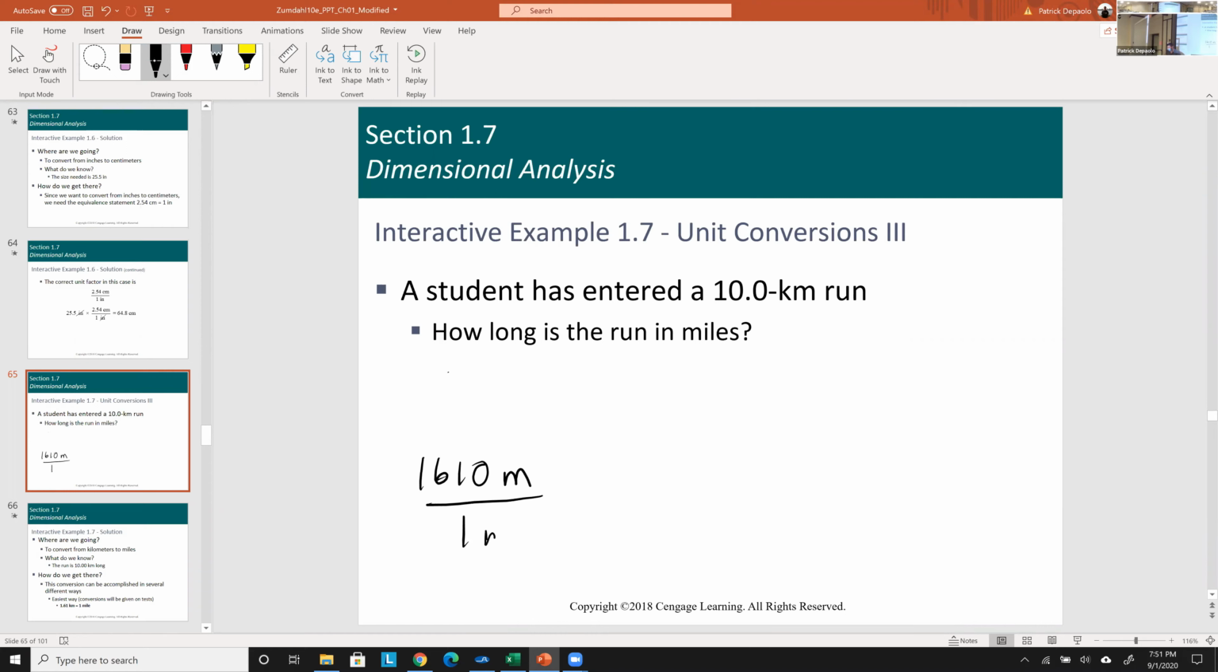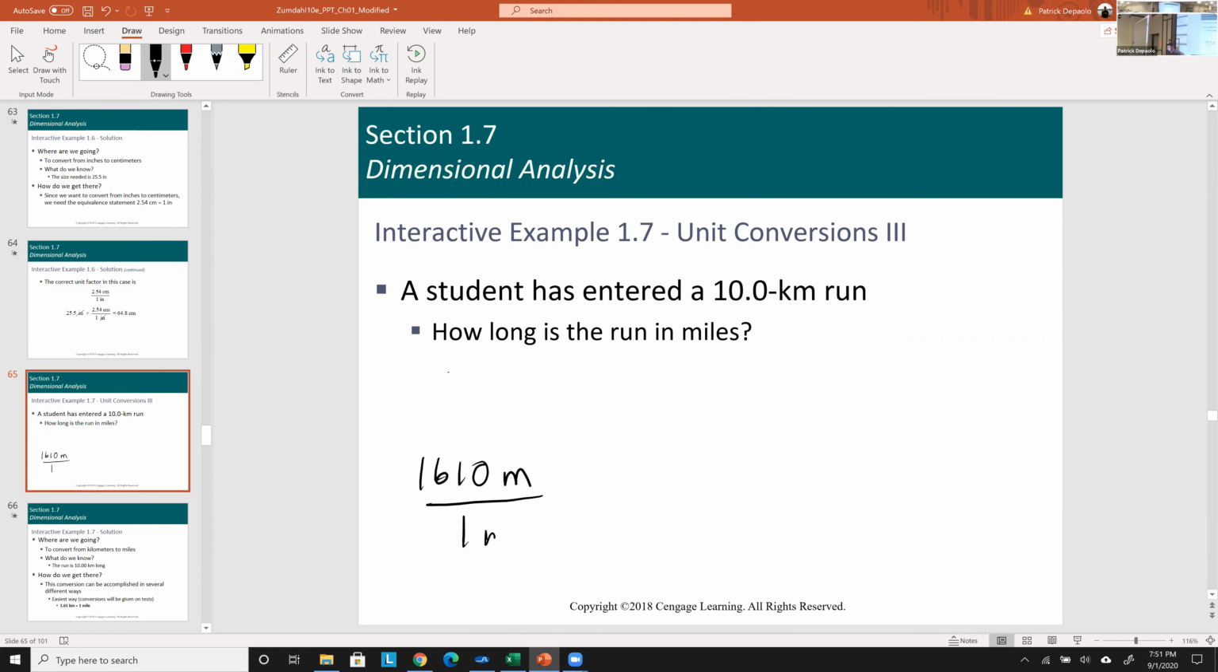All right, so what I'm going to do here is put the 1 mile on the top, and 1.610 kilometers on the bottom. Then I'm going to cancel out the kilometers. 10 divided by 1.6, you get 6.21 miles. So yeah. Okay, any questions on that? I'll give you a second. No? Okay.